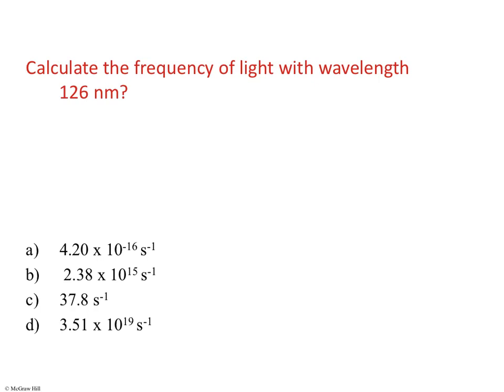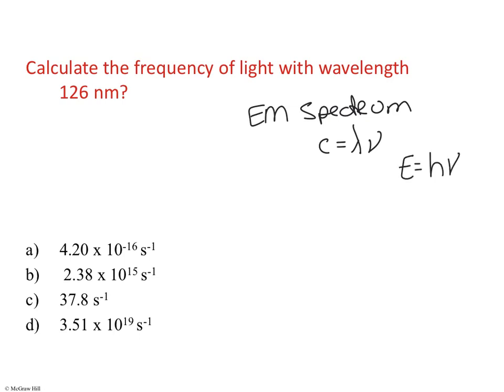All right, so we have been working on Chapter 7. We're doing quantum theory and atomic structure. And so we introduced the electromagnetic spectrum in our last lecture. We talked about the speed of light is the wavelength times the frequency. And we also introduced energy equals h nu, which is Planck's constant times the frequency.